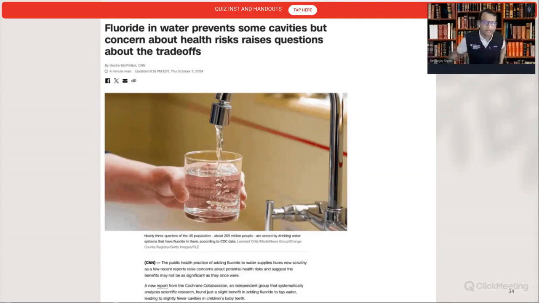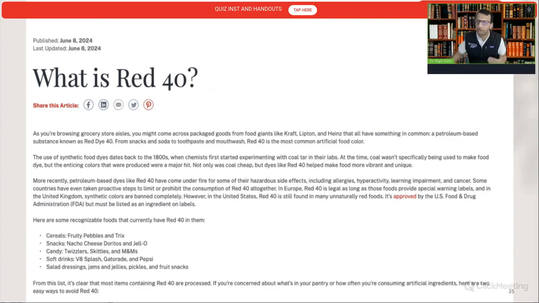This is a reference from CNN. Like fluoride in water prevents some cavities, but health risk raises questions about the trade-offs involved with the fluoride. So these are all very much new science, new evidence that is nowadays coming up.